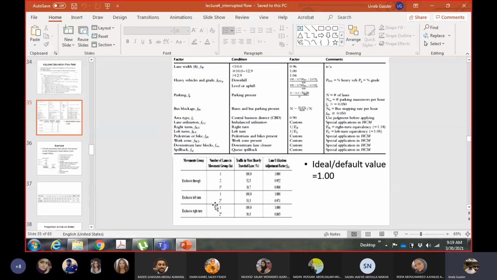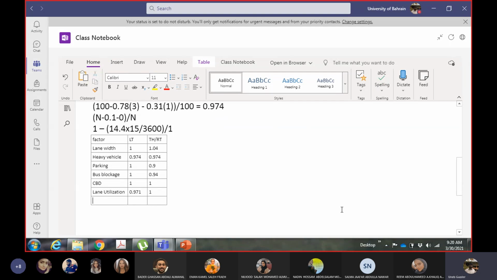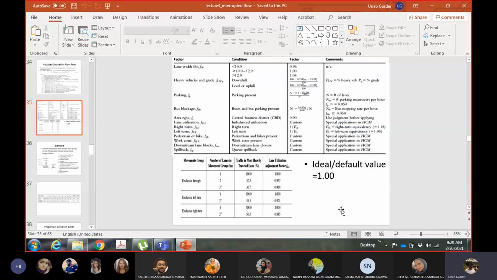Okay, so I have 2 exclusive left turn lanes. So the percentage of traffic in the heaviest lane will be 51.5%, and lane utilization factor will be 0.971. 0.971 for through and straight. It is 1 because only one lane. Okay, so all traffic will have to go from that lane.